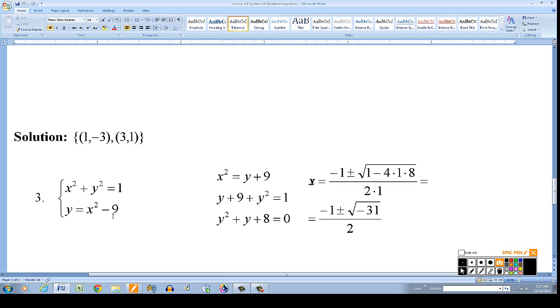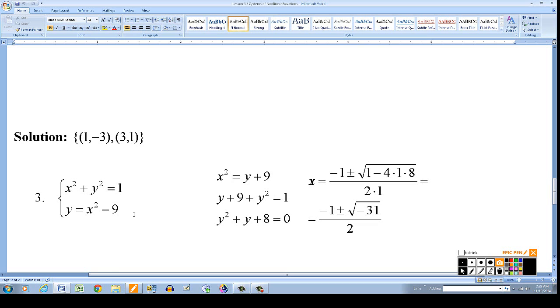So on this one, way to do it is since the second one is solved for y, I could replace the y by x squared minus 9, and it will work out. But it's a little bit more complicated because, because of the square, this is going to become x to the fourth minus 18x squared plus 81. So it's going to give me a 4th degree equation.